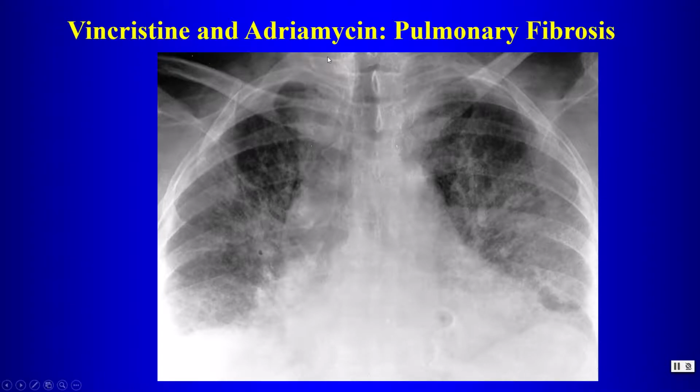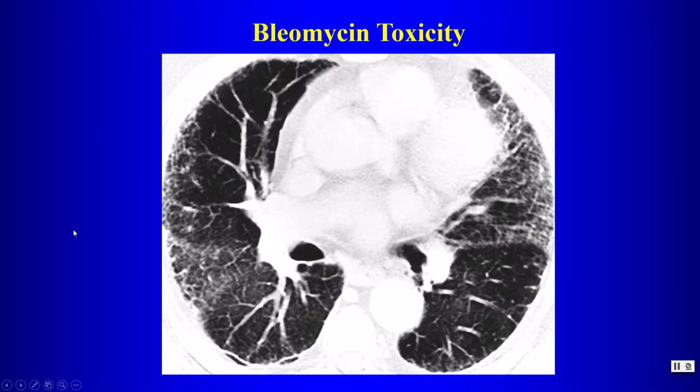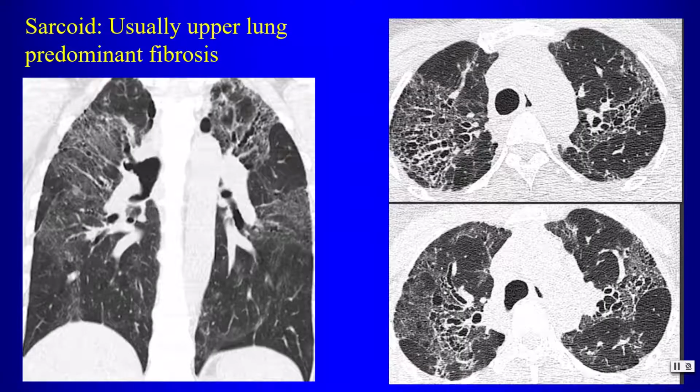Chemotherapeutics like vincristine, adriamycin, these can also give you pulmonary fibrosis within the lungs. So pulmonary fibrotic changes, interstitial pattern, ground glass opacities, traction bronchiectasis, so fibrosis in the lung, we can see that with chemotherapy. Bleomycin can resemble UIP in some cases, so bleomycin can also give you interstitial lung disease that is more extensive at the lung bases.